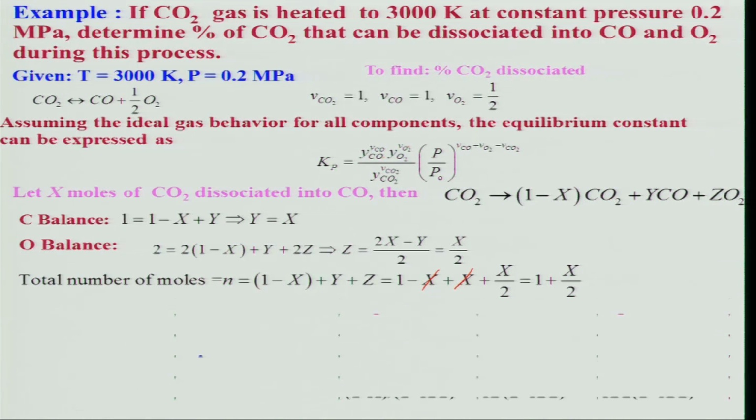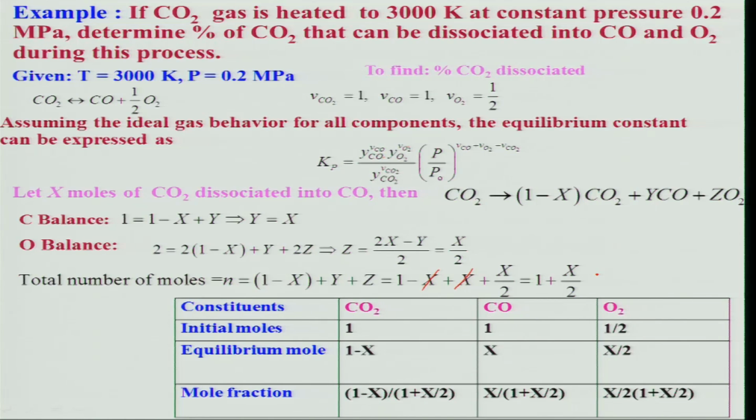So, if I look at that in a tabular form, there are constituent gases CO2, CO and O2, and these are the initial moles, these are the equilibrium moles that we are assuming, because x is not known, we need to find out x basically. Then the mole fraction you can say is 1 minus x divided by this total, and similarly for carbon monoxide x divided by 1 plus x by 2, and for oxygen x divided by 2 into 1 plus x by 2, right.